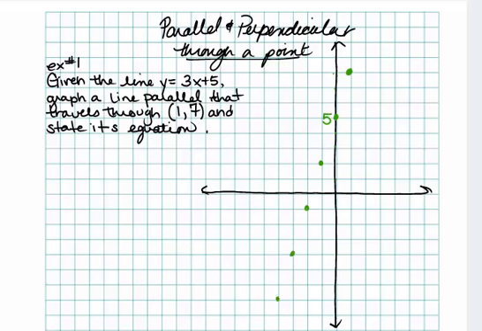And like I was saying before, try to use the entire graph when you do this, and use a straight edge if you can. And this is my line that I want to be parallel to. So I've got to go through point (1, 7).